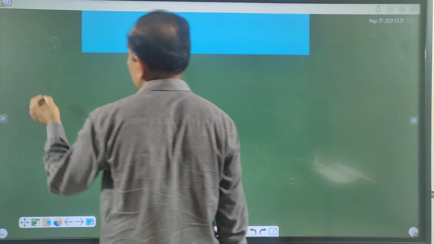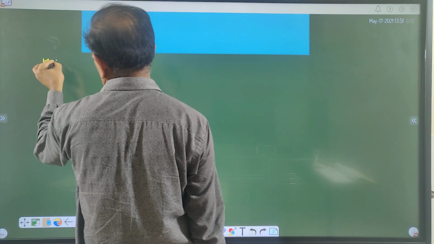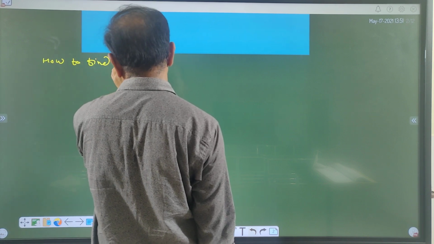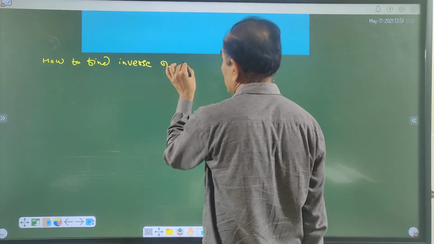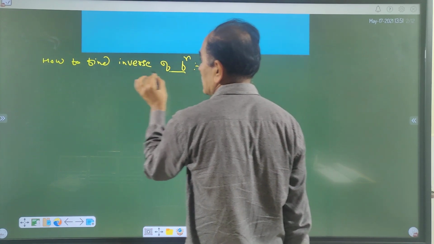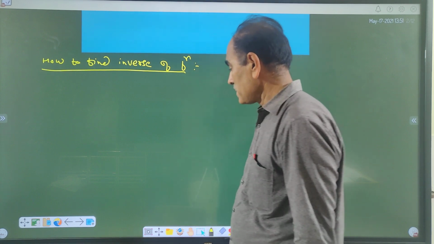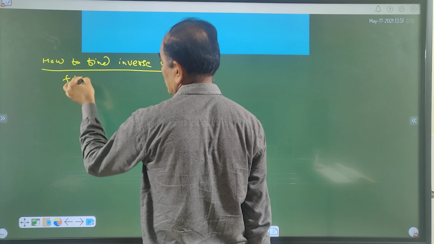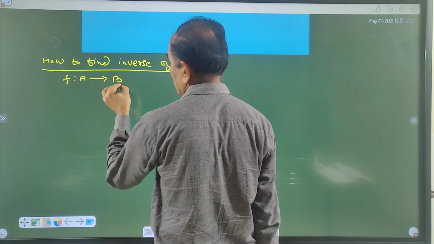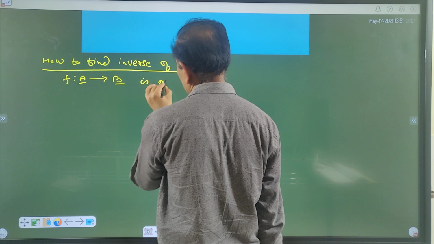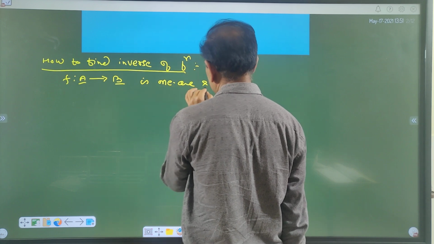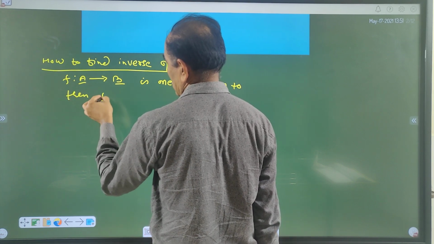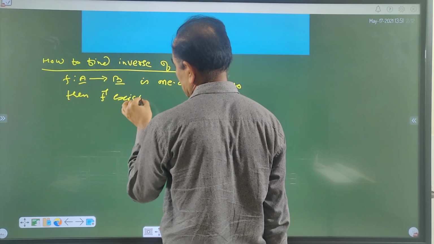Last time we already saw in functions how to find the inverse of a function. How to find the inverse of a function? We know that if f from A to B is 1-1 and onto, then f inverse exists.